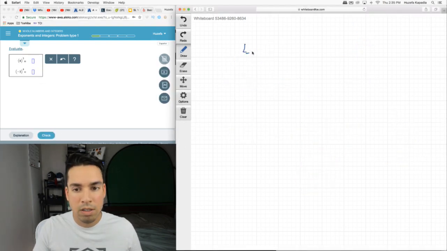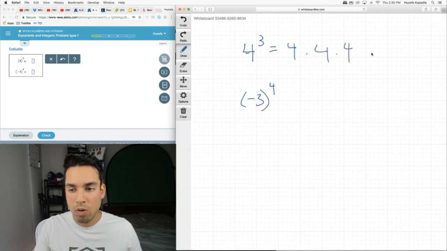Next one is 4 cubed and -3 to the 4th. So this one again is 4 times 4 times 4, which is actually 64 if you carry out the multiplication. 4 times 4 is 16, times 4 is 64. This is going to be 64. Now -3 to the 4th.